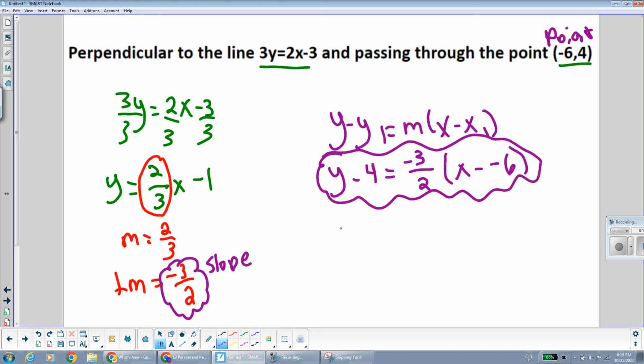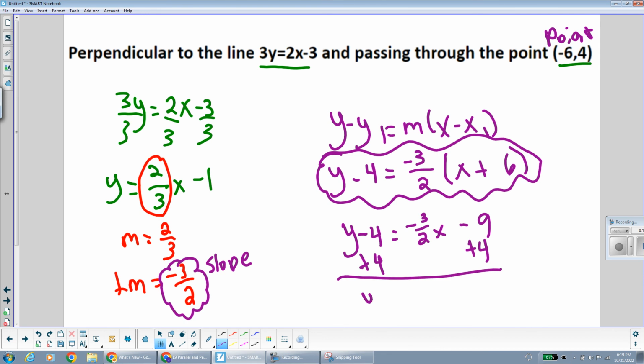But if I wanted to take it a step further, if the question asked, I could definitely distribute and solve out. This is a minus minus, so that makes a plus. And that is 18/2. 18/2 is 9. So I'm just going to change that to 9 so I don't confuse anybody. And then I'm going to finish this up by adding 4.